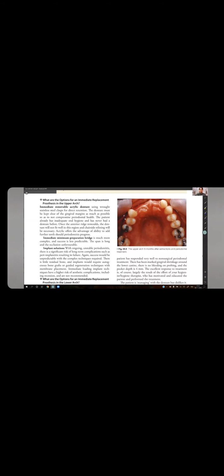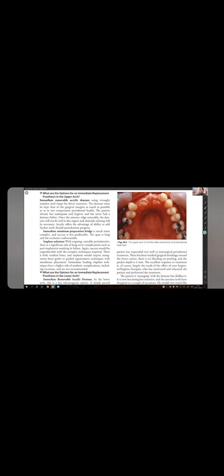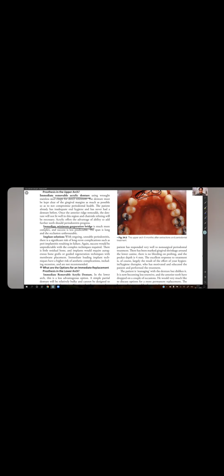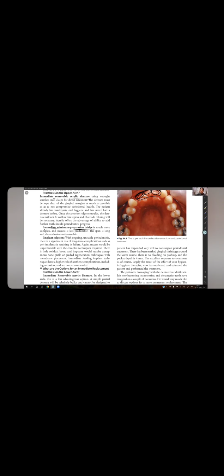Now, what are the options for an immediate replacement prosthesis in the upper arch? After the extraction has been done for both the centrals and the lateral here, the possible immediate temporary prosthesis that you can give is either an immediate acrylic RPD, an immediate minimal prep bridge like a Maryland bridge, or an implant. The immediate removable acrylic denture uses a round stainless steel wire for direct retention, and the denture must be kept clear of gingival margins as much as possible because that can hamper periodontal health.